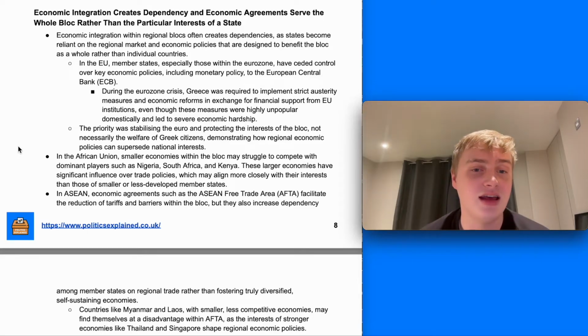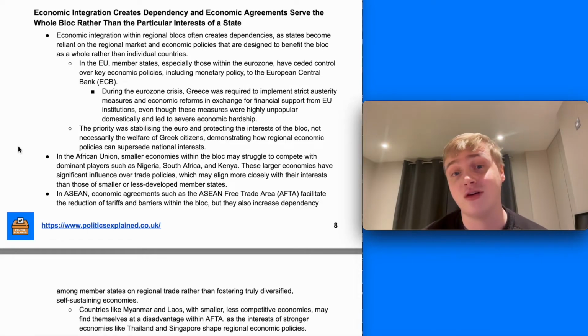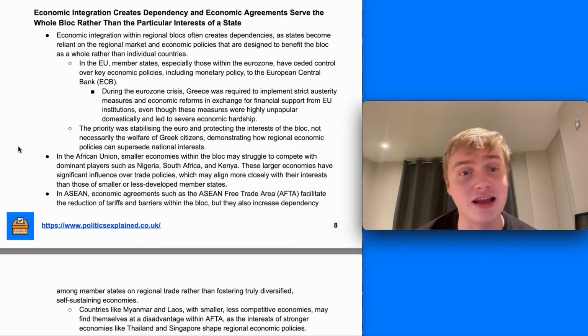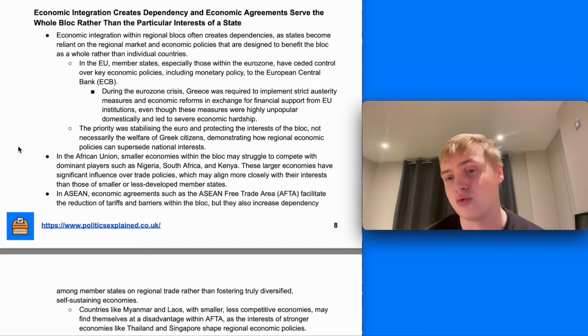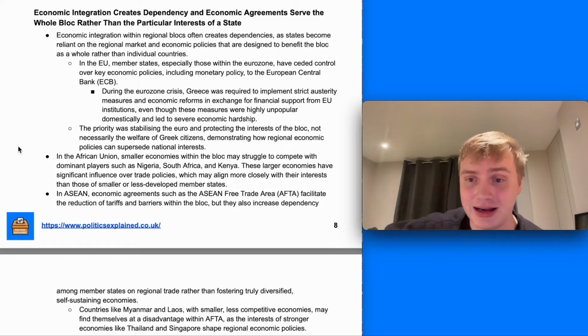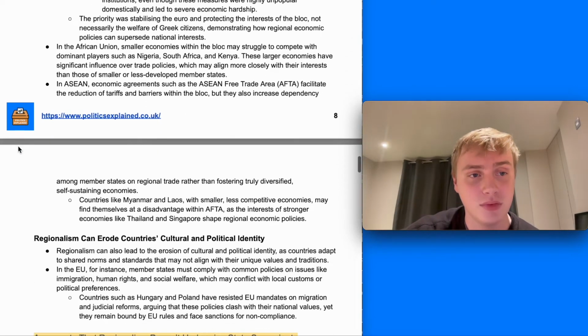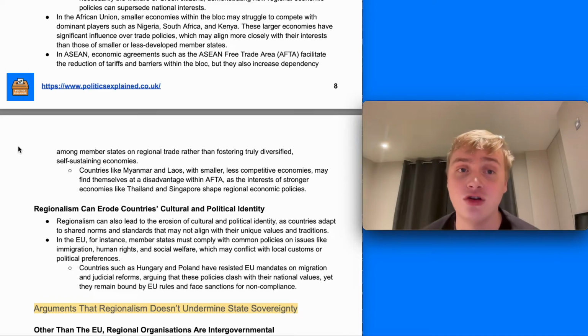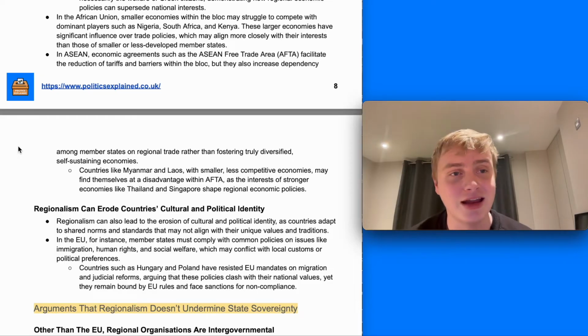So that shows that intergovernmental institutions can reduce some of that national control in some areas, of course. In the EU, it's even stronger, of course, because you have supranational economic institutions like the European Central Bank, which decides monetary policy for 20 countries that are in the Eurozone. So that's a real demonstration that economically national sovereignty has been ceded. But of course, it's also in these other regional organisations. In the African Union, smaller economies may struggle to compete with dominant players such as Nigeria, South Africa and Kenya. And these larger economies may have more influence over the decisions that are made in relation to trade policies, for example.